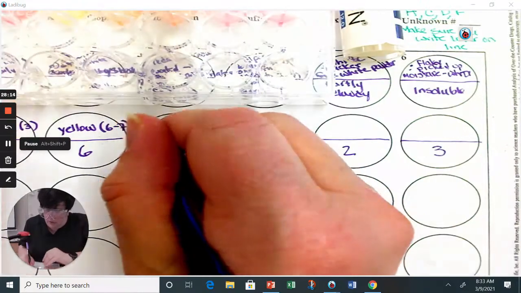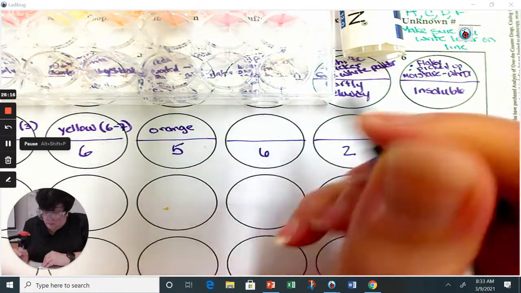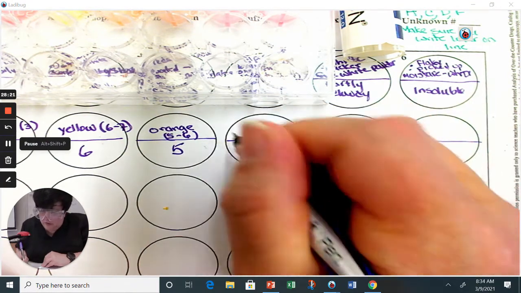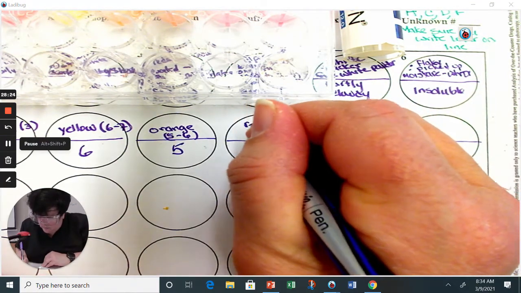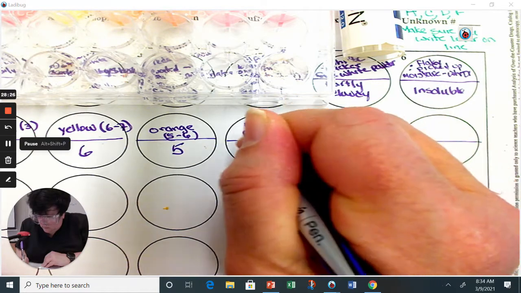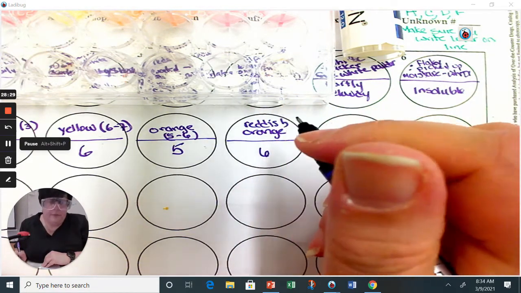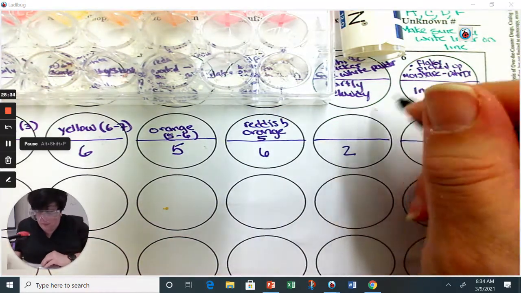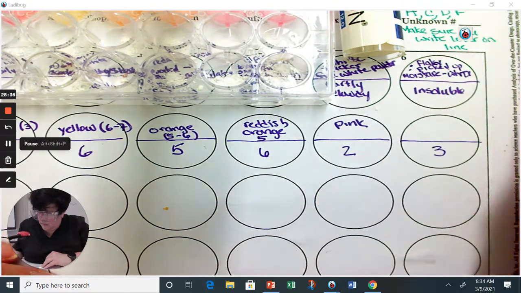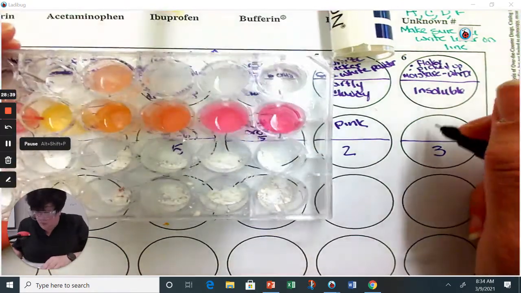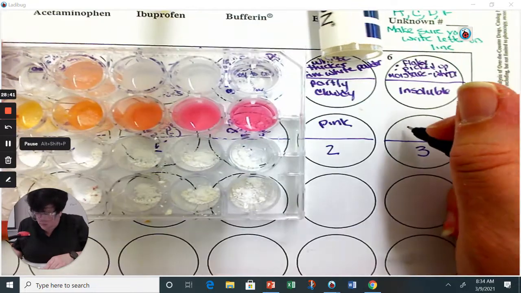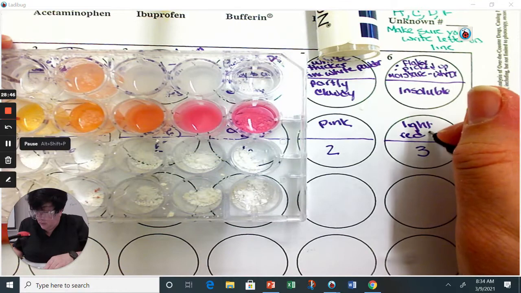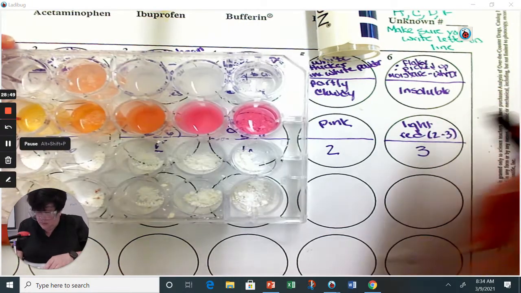This is an orange color, which is around a 5 to 6. This is a reddish orange, which is again a 5-ish. This is pink. And this is a pinkish red or a light red. And this is around a 2 to 3. Same as this.